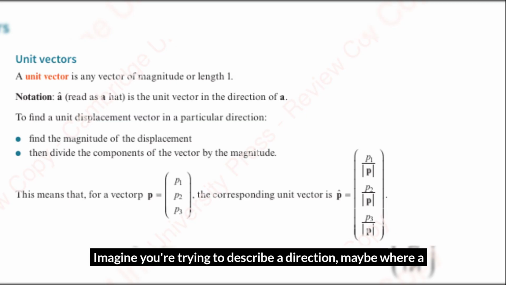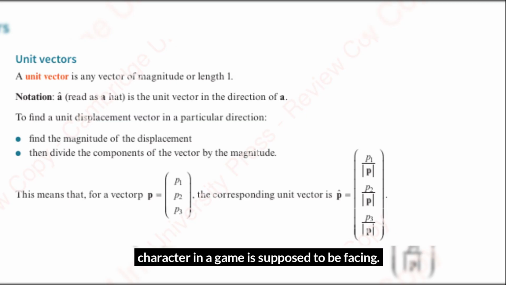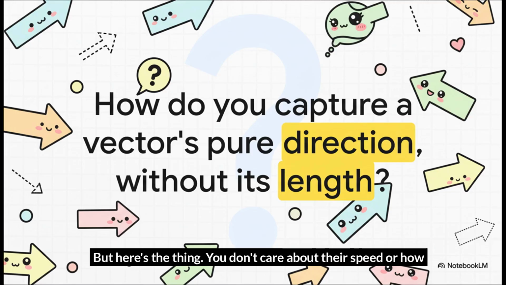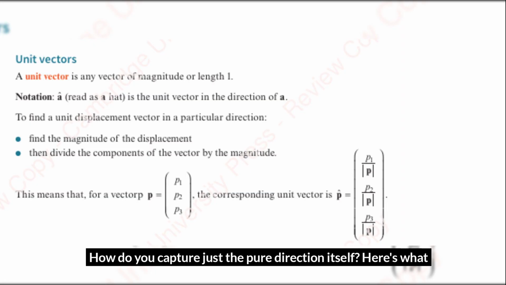Imagine you're trying to describe a direction, maybe where a character in a game is supposed to be facing. But here's the thing, you don't care about their speed or how far they're going. How do you capture just the pure direction itself?